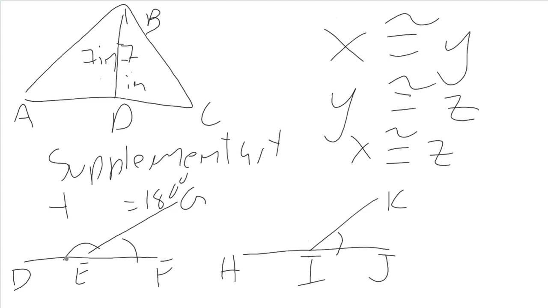So even though we don't know what this angle is, if this is true to being supplementary and this is true to supplementary, these two angles are congruent to each other. And the same is true for HIK. If that is supplementary to KIJ, then HIK must also be the same measure as DEG.